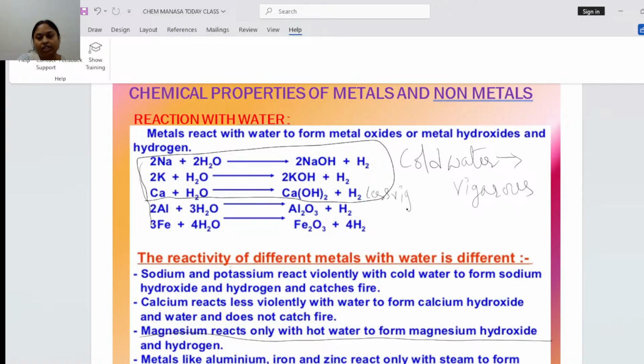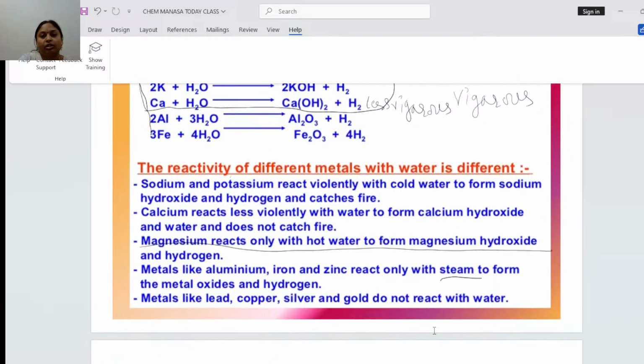Reaction will be taking place, and with cold water only, it is giving calcium hydroxide, but it is a less vigorous reaction. Now, when it comes to metals like aluminium, iron and zinc, these are going to react with only steam to give the metal oxides and hydrogen. So here, an aluminium oxide layer is forming in these two cases. Earlier we got the respective hydroxides, but aluminium, iron and zinc are amphoteric in nature and give the oxide forms along with hydrogen gas.